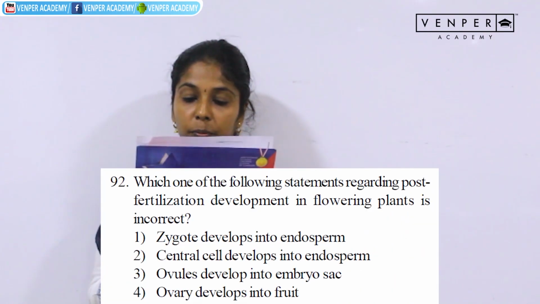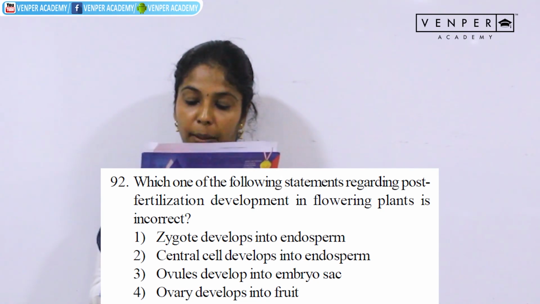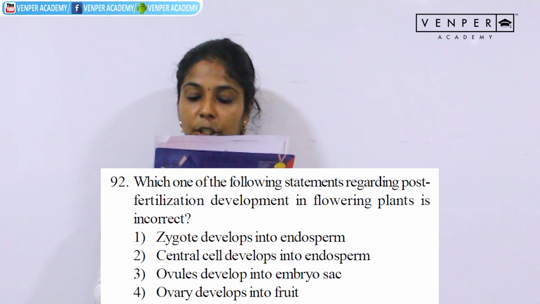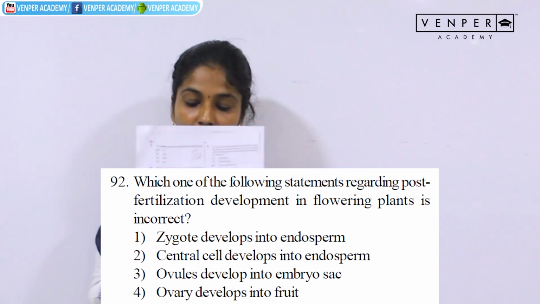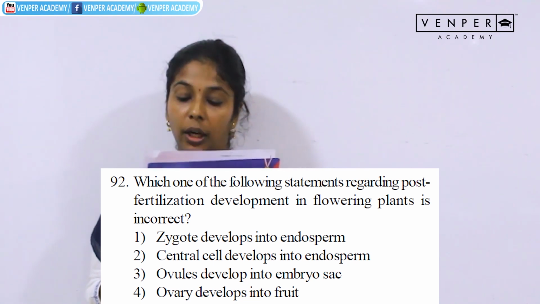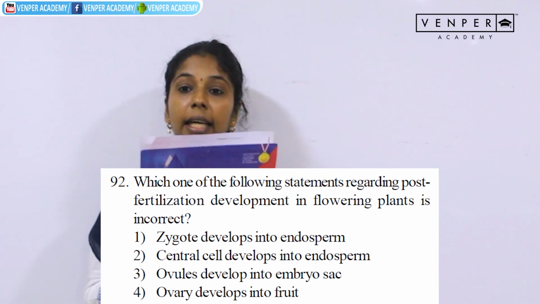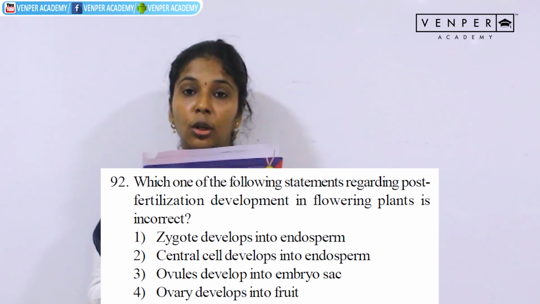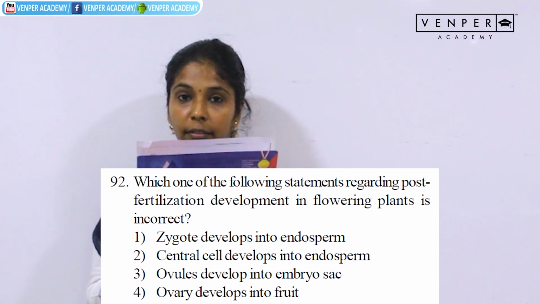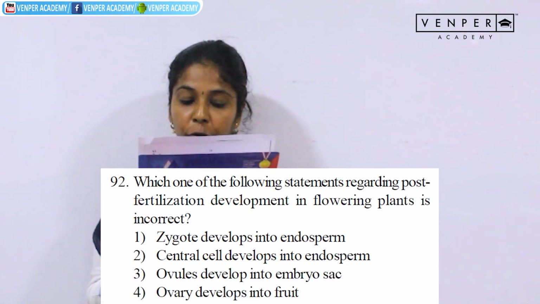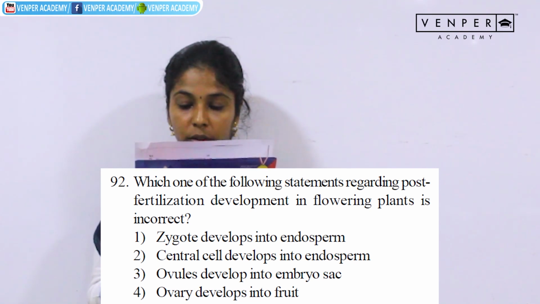Question number 92. Which one of the following statements regarding post-fertilization development in flowering plants is incorrect? Option 1. Zygote develops into embryo. Option 2. Central cell develops into endosperm. Option 3. Ovules develop into embryo sac. Option 4. Ovary develops into fruit.